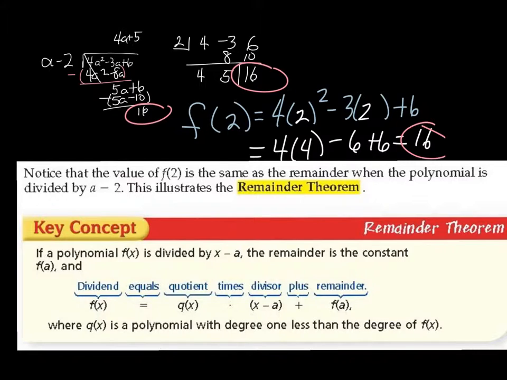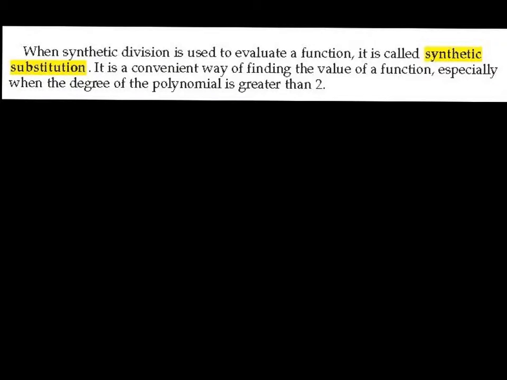If a polynomial f of x is divided by x minus a, the remainder is the constant f of a, and dividend f of x equals quotient q of x times divisor x minus a plus the remainder of f of a, where q of x is a polynomial with degree 1 less than the degree of f of x. When synthetic division is used to evaluate a function, it is called synthetic substitution.